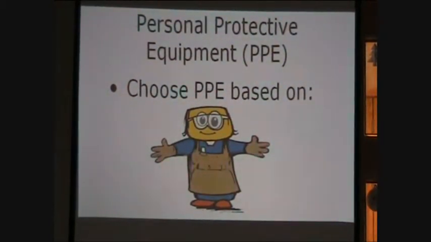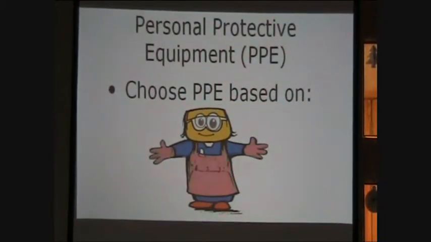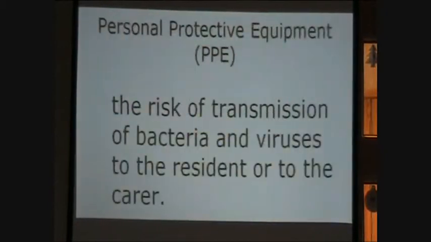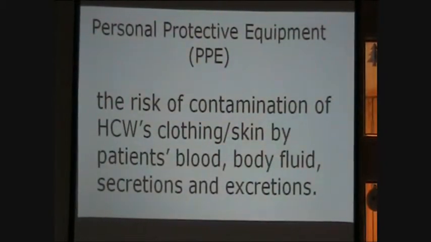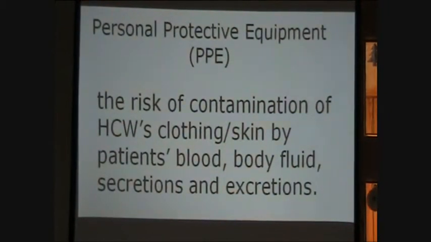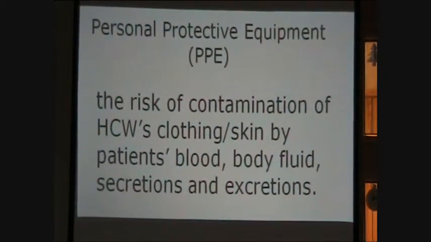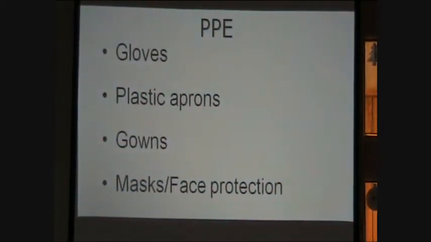PPE is used to help break the cycle of spread of infection. PPE should be chosen based on the risk of transmission of bacteria and viruses to the resident or to the carer, and the risk of contamination of healthcare workers' clothing and skin by patients' blood, body fluid, secretions and excretions. PPE includes gloves, plastic aprons, gowns, masks, and face protection.